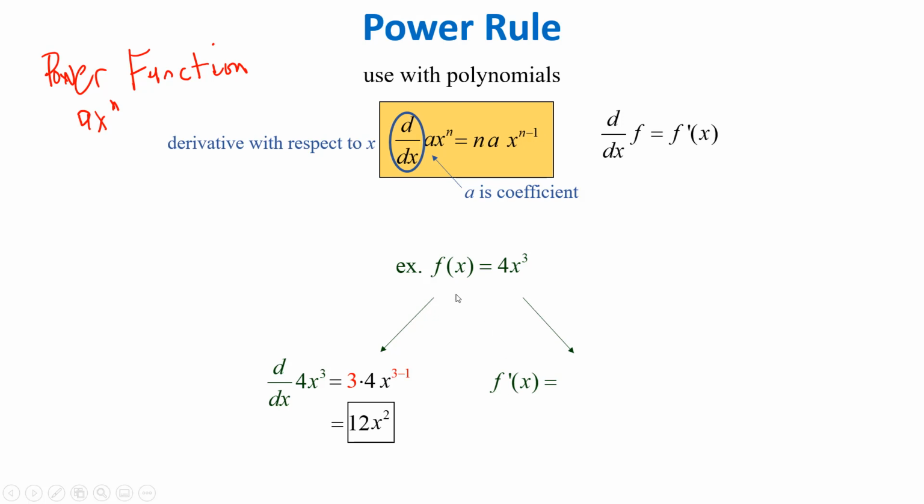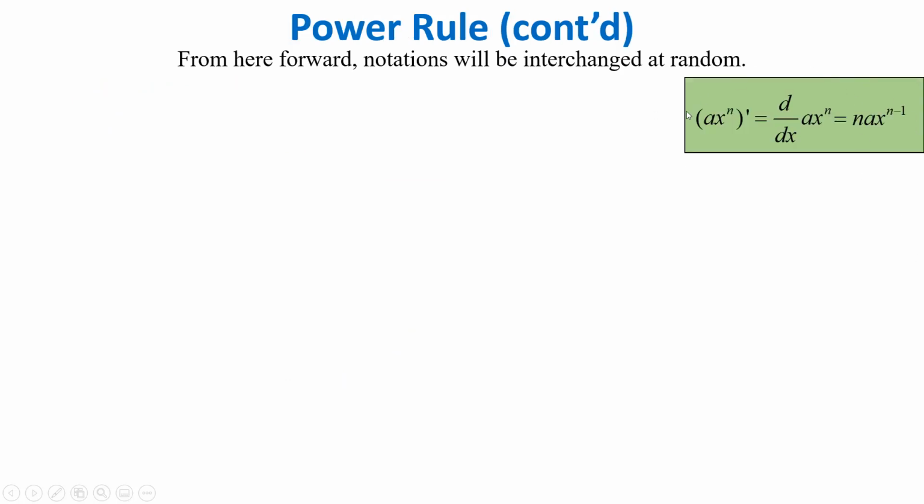Right? And likewise, if you're given f of x and you're asked to find f prime of x, then a way that you can write this is 4x cubed prime, and then you follow the power rule, simplify, and it becomes the same thing. Again, it's just different notation. The derivative is 12x squared. I rewrote this for you to reference. And from here forward, I'm going to interchange between Newtonian notation and Leibniz notation.